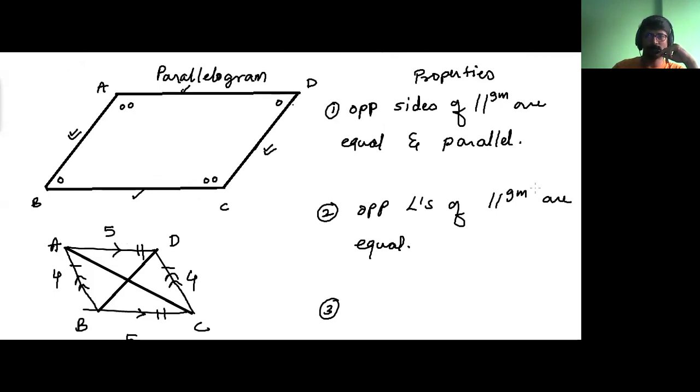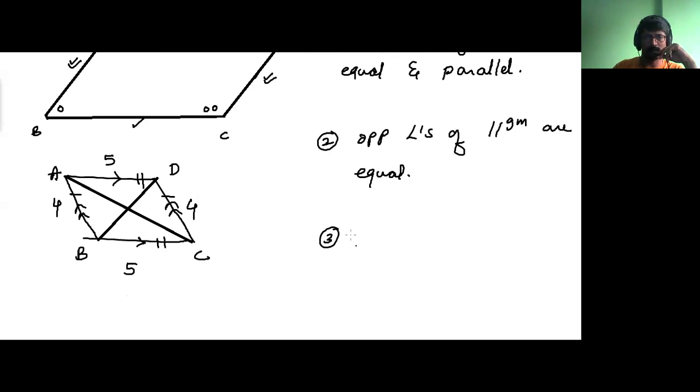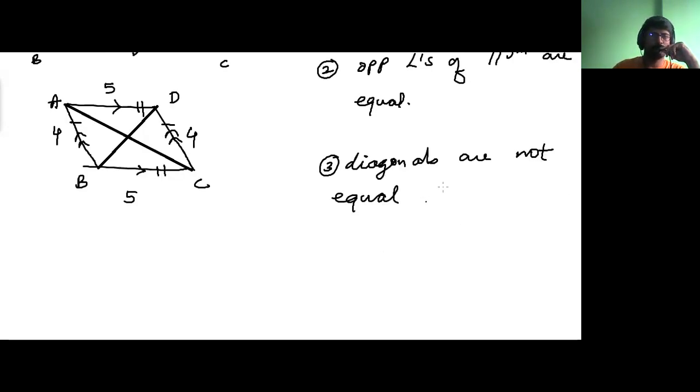Are you getting it? So the diagonals are not equal. But they can be equal. Or you can say they may or may not be equal. Okay, diagonals may or may not be equal.